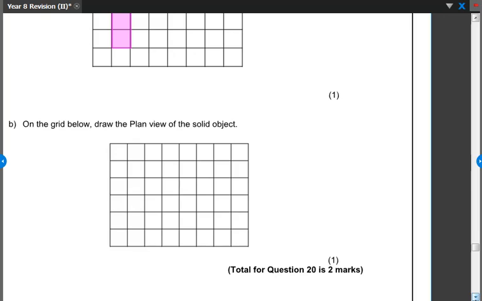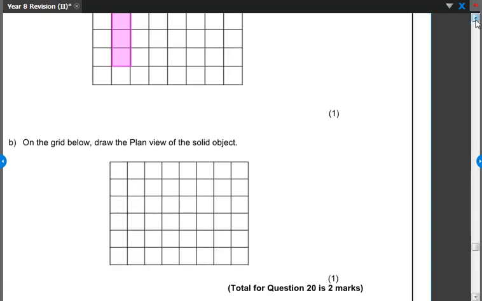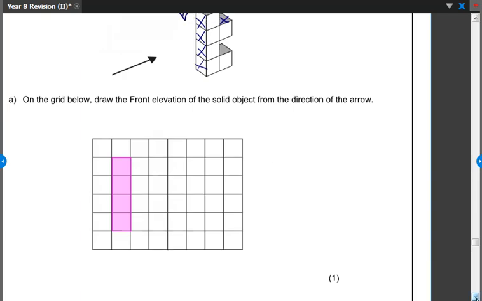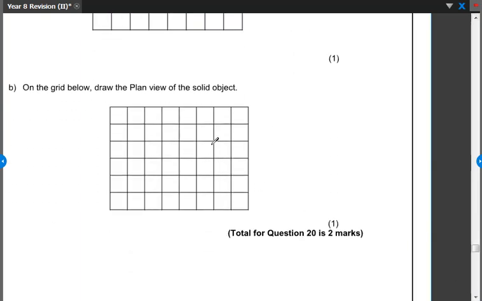So the plan view is just the view from the top. Again, you don't really have to do this question. Probably just should have skipped it. So the view from the top, if you look down this way, you're just going to see that and that, because you can't see that one. It's just going to be those two. You can draw wherever, it doesn't matter.